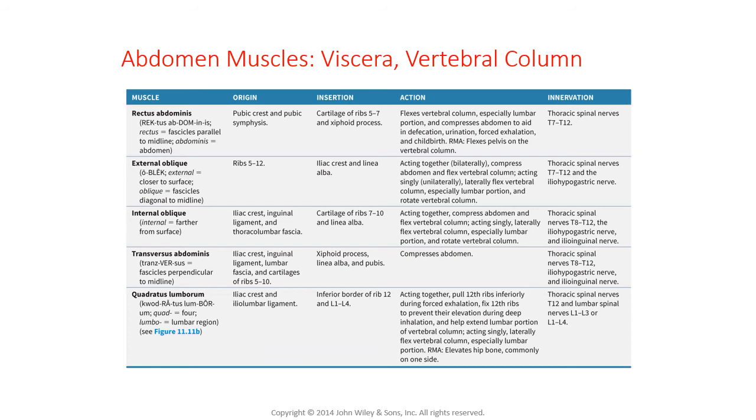Quadratus lumborum is the oddball of the group. It is innervated more so by thoracic spinal nerve 12, and also lumbar spinal nerves L1 to 3, sometimes L1 to 4. It does change a little bit here and there. But for the most part, if you just tell me very simply that any one of the abdominal muscles is innervated by thoracic spinal nerves, especially anywhere from T7 to T12, you're good to go.